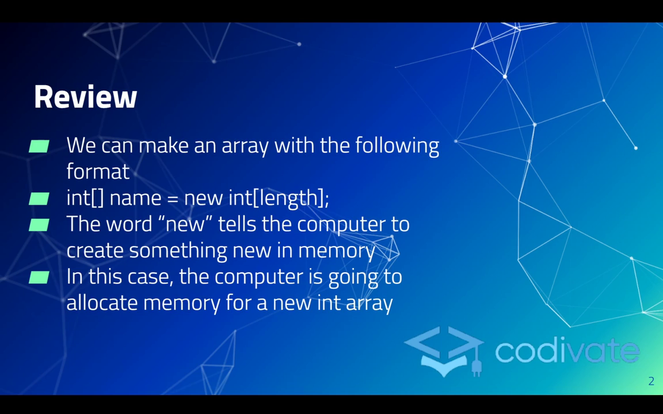New is a keyword that's going to tell the computer to create a whole new array, or whatever you're putting after that. It's going to create something new in memory. That's what the word new does. And then you want to say the data type again, and then in brackets, you want to put the length. And this example right here is creating an integer array called name with length.